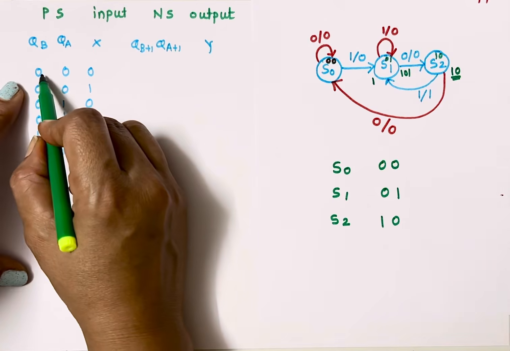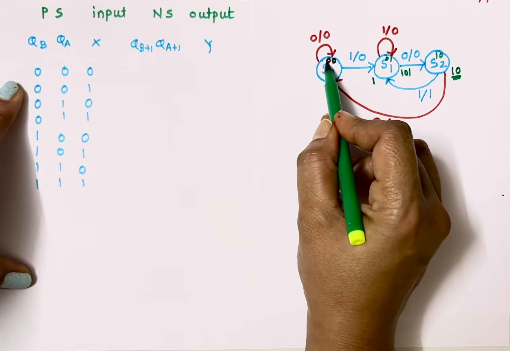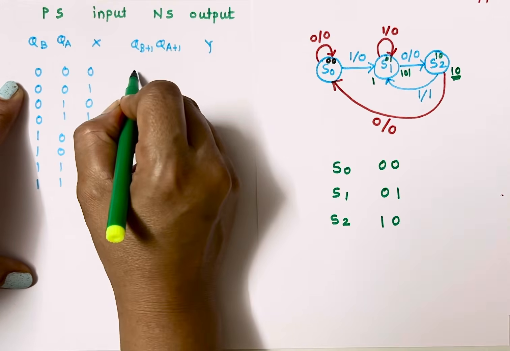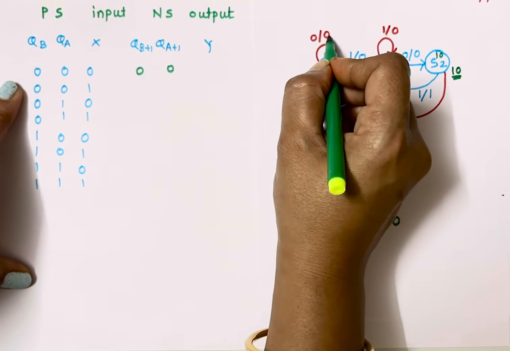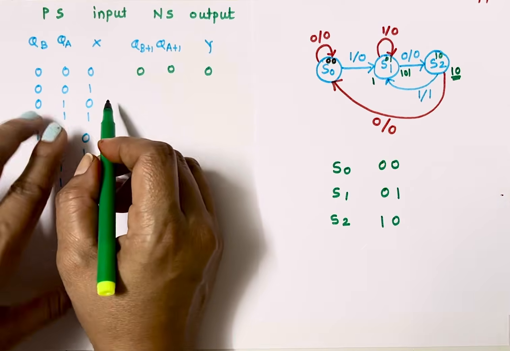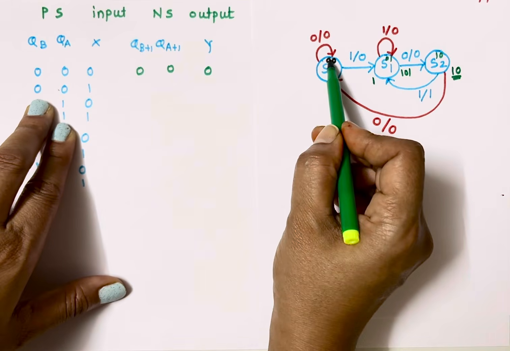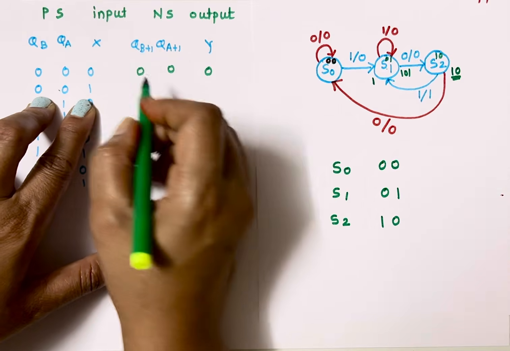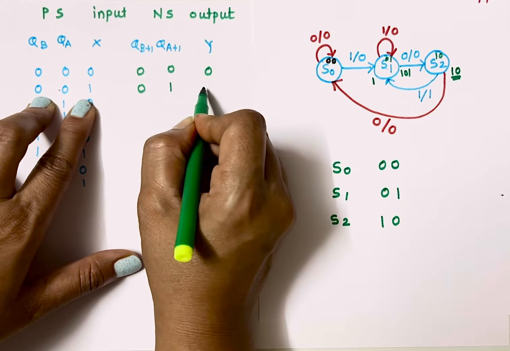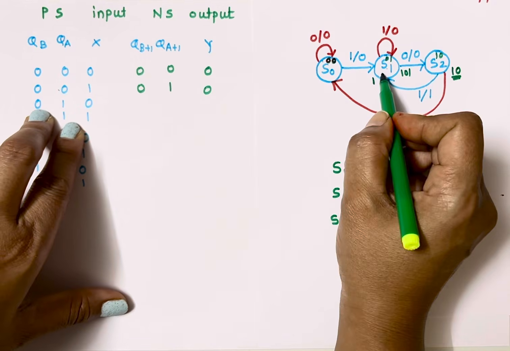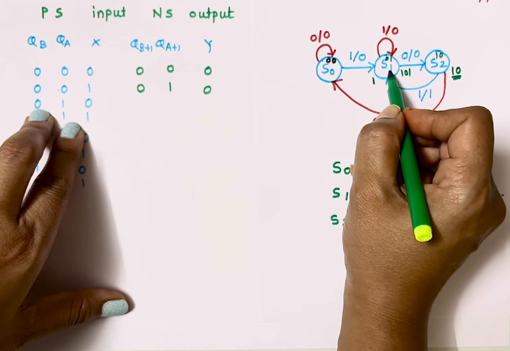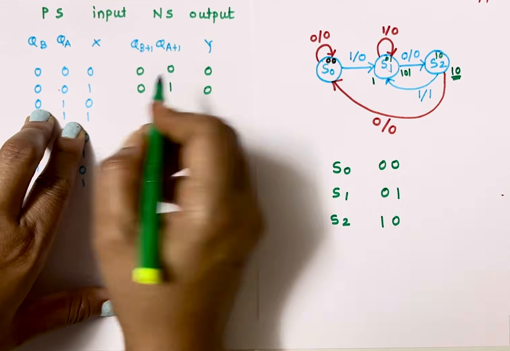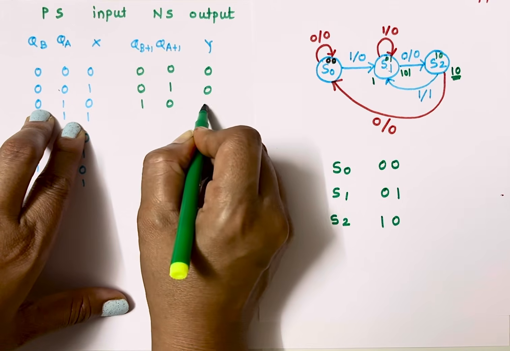So, when my present state is 0 0 and input is 0, then what is my next state? It will remain in the same state. So next state is also 0 0 and my output is 0. Then, if my present state is 0 0 again and my input is 1, next state is S1, which is nothing but 0 1, but still output is 0. Then if my present state is 0 1, S1, and input is 0, then next state is 1 0. So next state is 1 0 and output is 0.